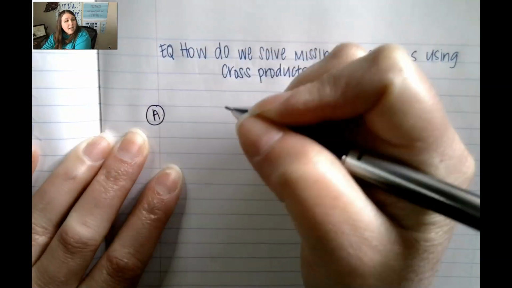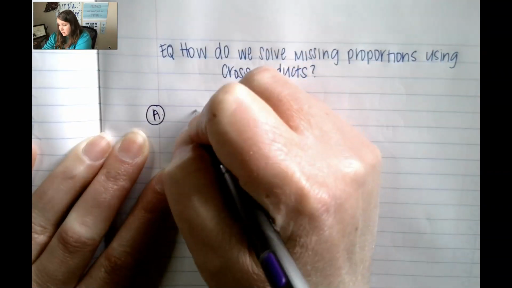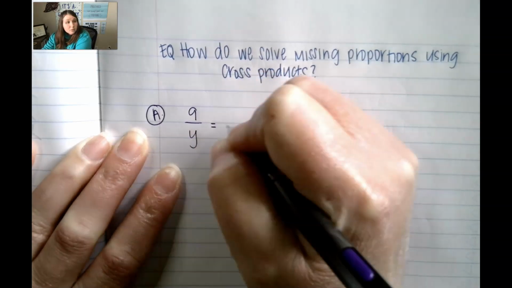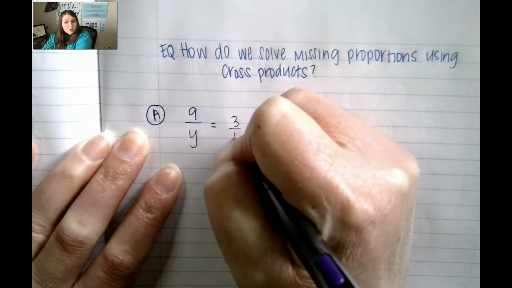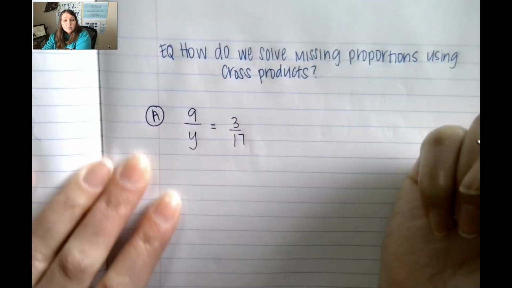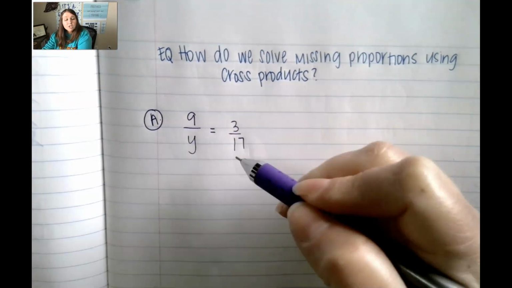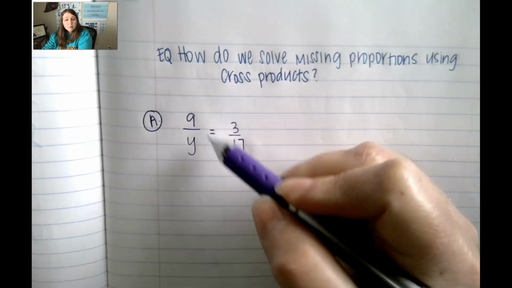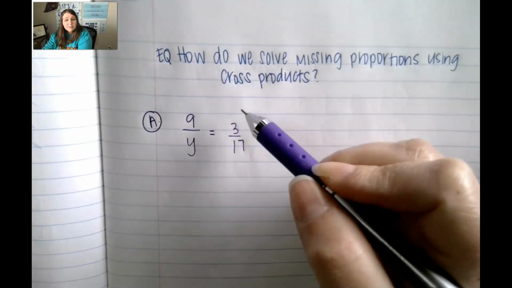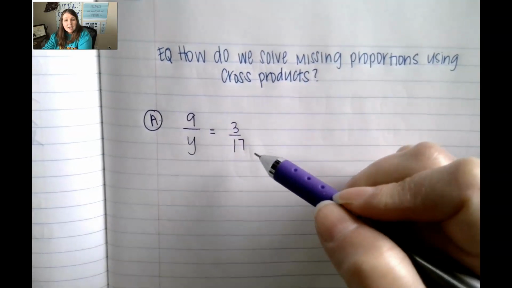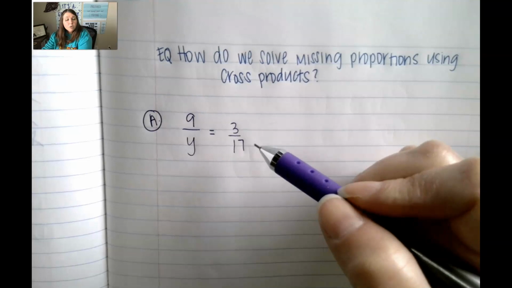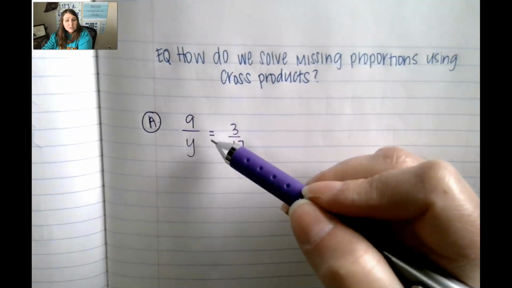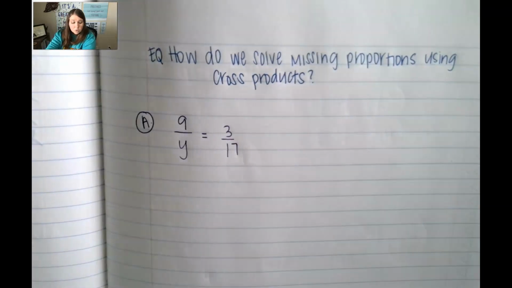So example A, we have 9 over y is equal to 3 over 17. Okay, so we have two ratios, and we're comparing to see if they form a proportion. Are they equivalent? And we want them to be equivalent because this equal sign right here means equal. So we're going to use cross products.